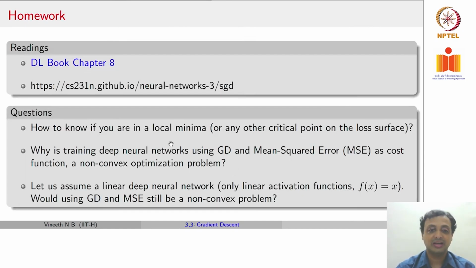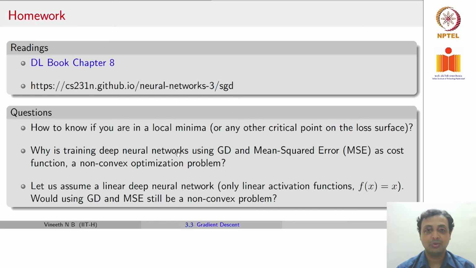Here's your homework. Read up Deep Learning book chapter 8, at least the relevant sections in that, as well as you can also go through Stanford CS 231 and this particular lecture on SGD. A few questions for you to take away is how to know if you are in a local minima or any other critical point on the loss surface. I did mention a few times that finding that or finding the convergence criterion is not trivial. Let's ask that question for you to find before we answer.